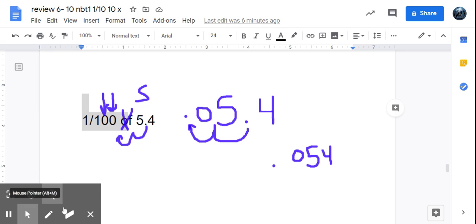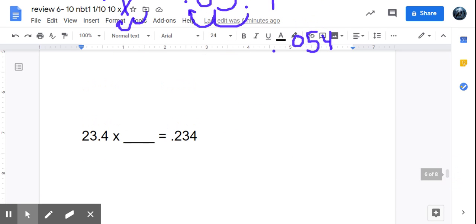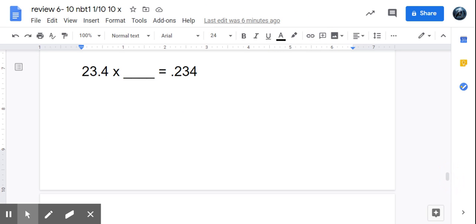Good job. All right. One more for this type of problem. What do you multiply 23 and 4/10 by to get 234 thousandths? Okay, so it's going from a big number to a small number. See how this has numbers to the left of the decimal, and this is all decimal, so it's getting smaller. To make something smaller, we're going to need a fraction.